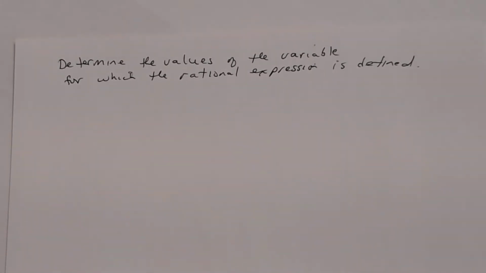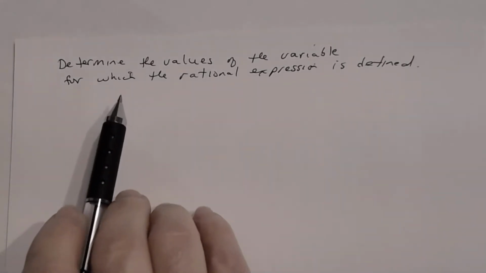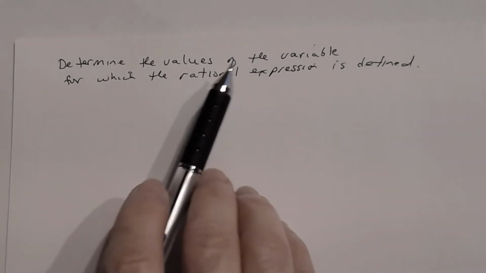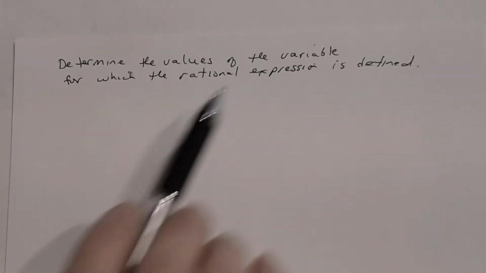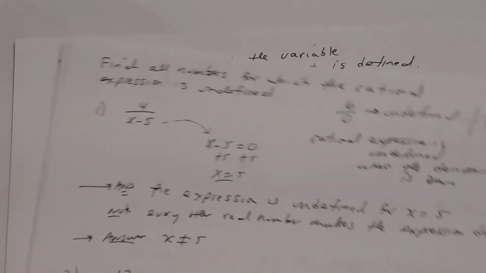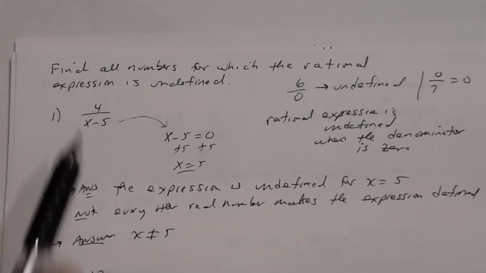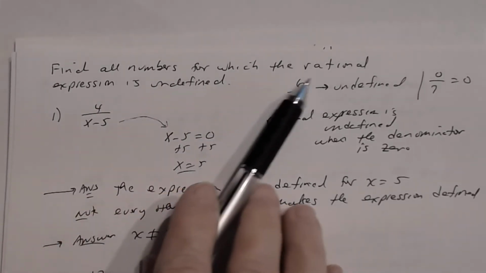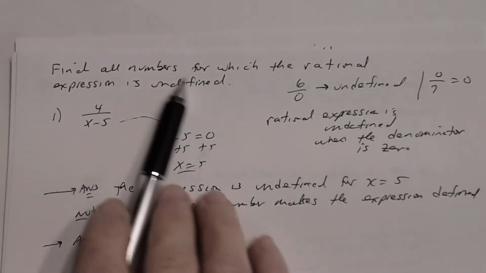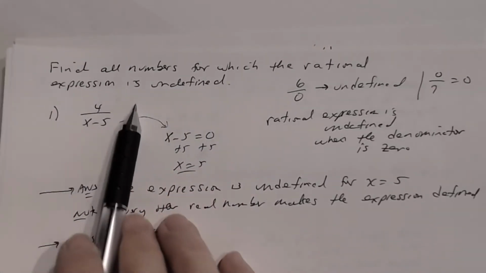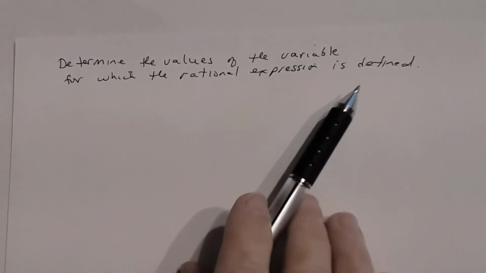This lesson is a continuation of the previous lesson. If you look at the directions, it says determine the values of the variable for which the rational expression is defined. In the previous lesson, the direction said find all numbers for which the rational expression is undefined. So here the key word is undefined, and here the keyword is defined.